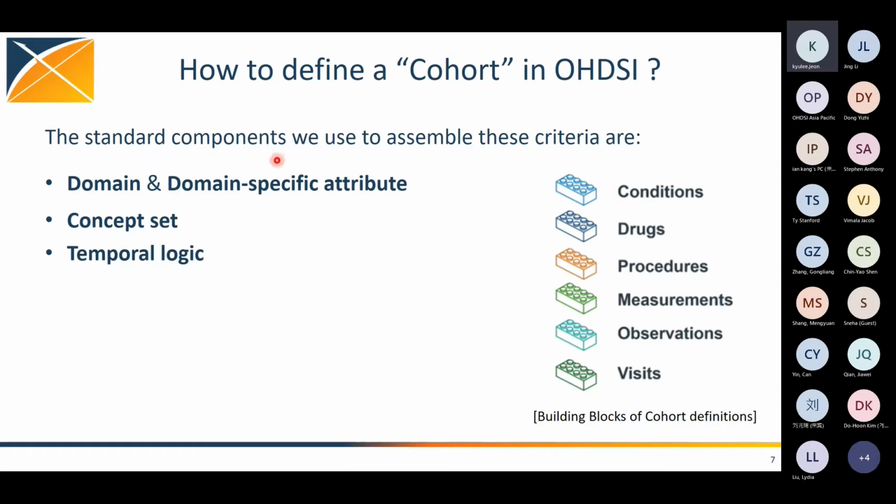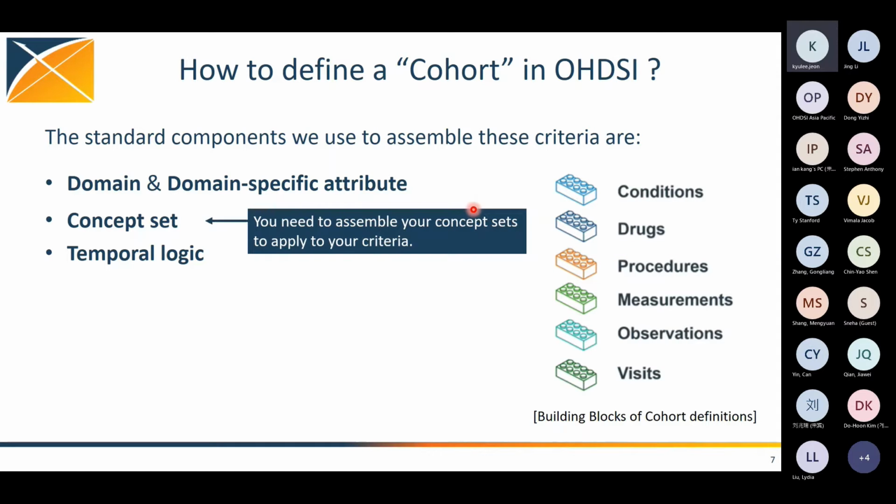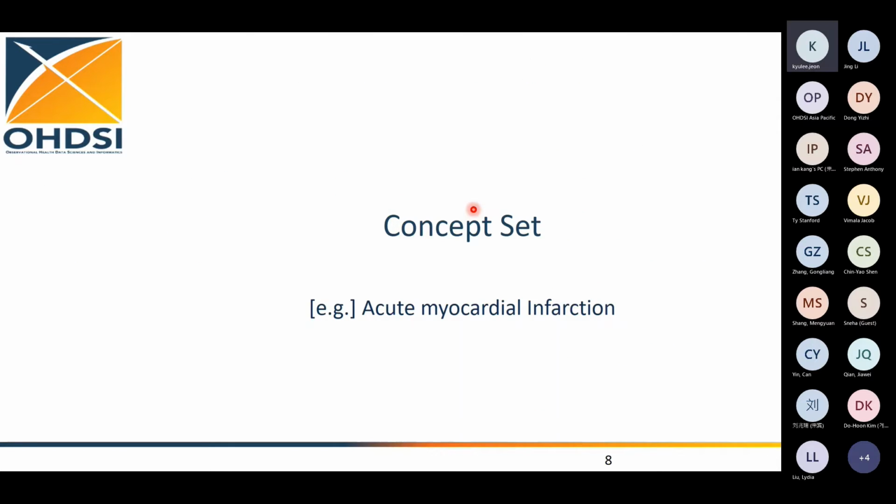The standard components we use to assemble these criteria are the CDM domain and the domain-specific attribute, concept set, and the temporal logic. As you are building your cohort definition, it may be helpful to think of domains like building blocks. Before you start to create a cohort definition, you need to assemble your concept sets to apply to your criteria. So let's look at the concept set together first.